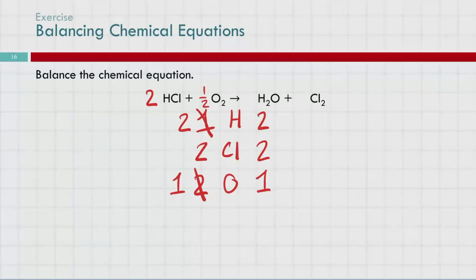And now we've got one oxygen on each side. But we have a problem, right? We can't have half of an oxygen molecule because oxygen molecules come in whole units, just like we can't have half of a student. Students also come in whole units. And so we have to get rid of this 1/2.